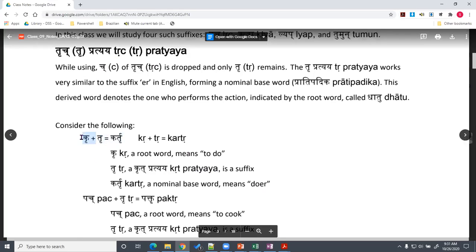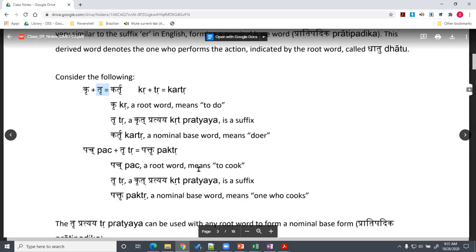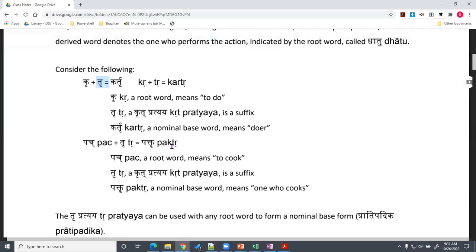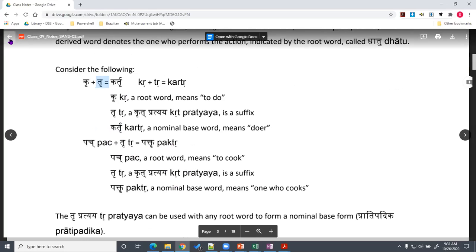So the verb represents the action and Truch Pratyaya represents the doer of that action. So Kartru, the doer. Similarly, pach is to cook. Paktru means the one who cooks. And like that.